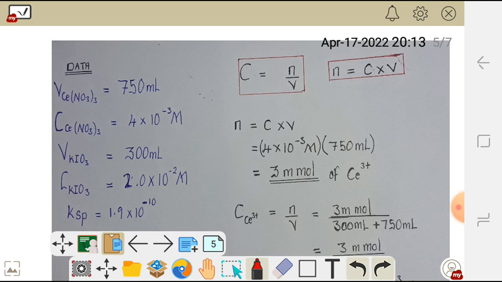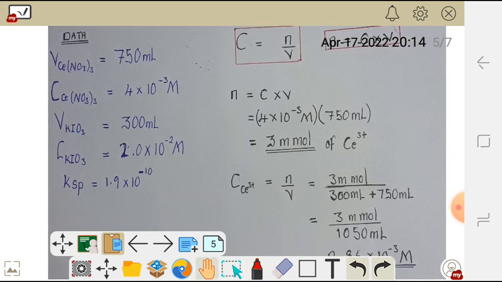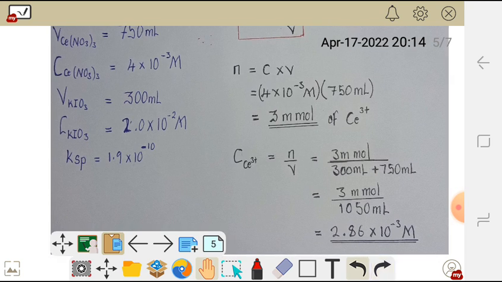In this case we can use it, but mostly we are required to convert that to SI units, which is liters. But here we can just leave it and it will cancel when you calculate the concentrations. So that is the number of moles of cerium. But let's calculate the concentration, which we are going to use to find the QC.